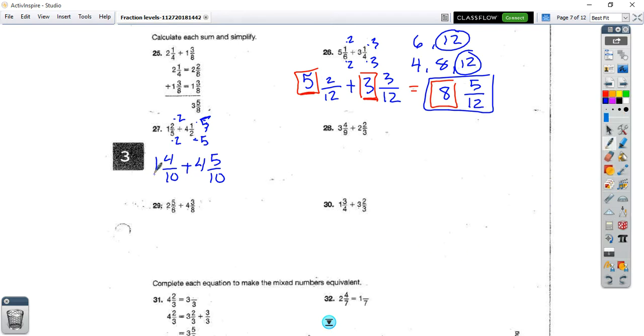And so if I add these, I get my whole number. 1 plus 4 is equal to 5. And 4 plus 5 is 9.